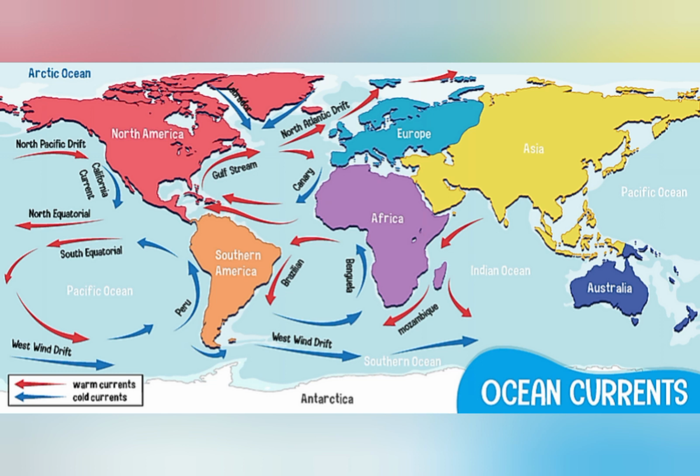Because of the rotation of the earth, the Coriolis effect is caused. Due to this Coriolis effect, all the winds as well as ocean currents are deflected towards the right in the northern hemisphere and the left in the southern hemisphere.